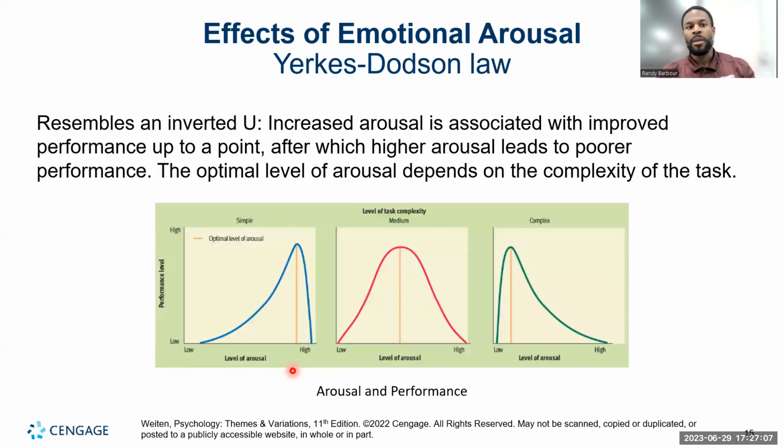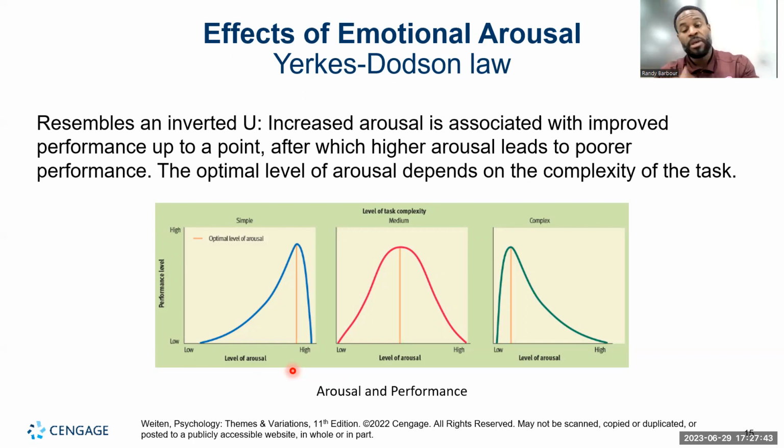Okay. Here are some of the effects of what we call emotional arousal. The Yerkes-Dodson law resembles this inverted U. And this inverted U says that increased arousal is associated with improved performance up to a point, right? So when we increase our emotional arousal, performance increases to a point, and then higher arousal leads to poor performance, right? And there is an optimal level of arousal that depends on the complexity of each of the tasks, right?